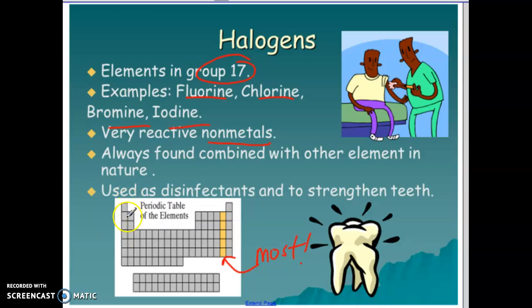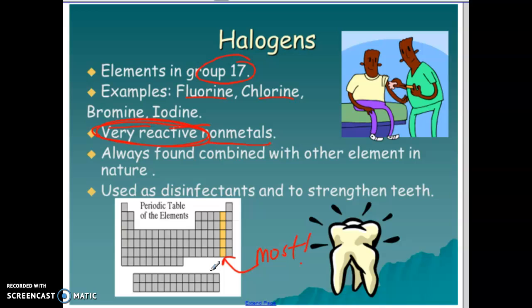So the most reactive metals are group number 1. The most reactive non-metals are group 17. We'll get into a little bit later on why they are so reactive. It has to do with their atomic structure, so we'll look at that later on in this unit. Because these elements are so reactive, the alkaline metals and the halogens are both very rare to be found by themselves. Normally, they are combined with other elements because they are so reactive.